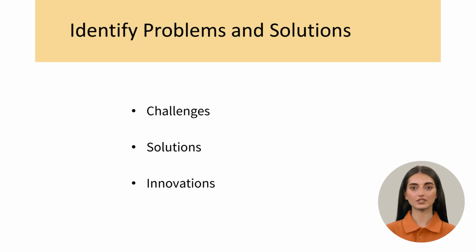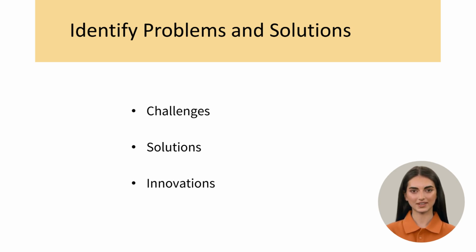Brainstorming isn't just about generating ideas. It's also about identifying challenges and finding solutions. Start by listing potential challenges. What obstacles or pain points exist? ChatGPT can help you map out common issues related to your topic. Next, focus on solutions. What strategies or best practices have been used successfully in similar situations? ChatGPT can provide insights based on existing knowledge and case studies.